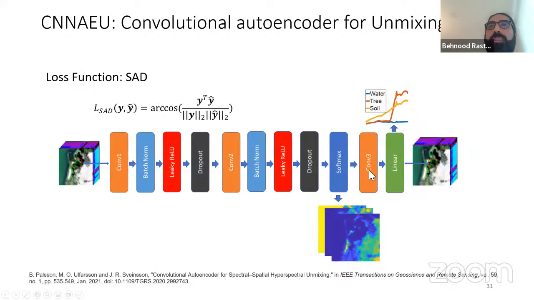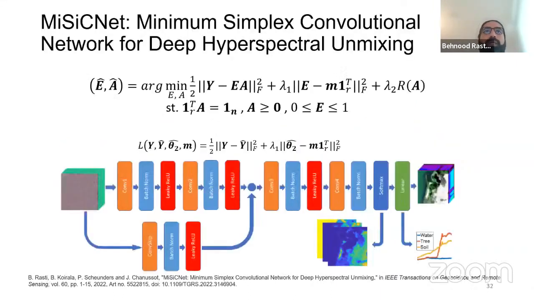Then they use a convolutional layer and a linear layer to extract the endmembers, and for the loss function, they use SAD. You can find all the details about this network in the paper on convolutional autoencoder for spatial-spectral hyperspectral unmixing. We also work with this method.